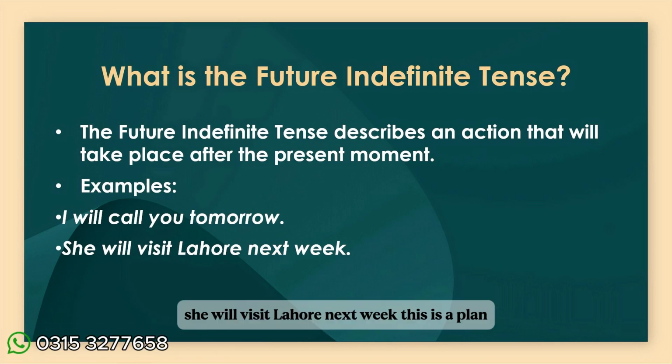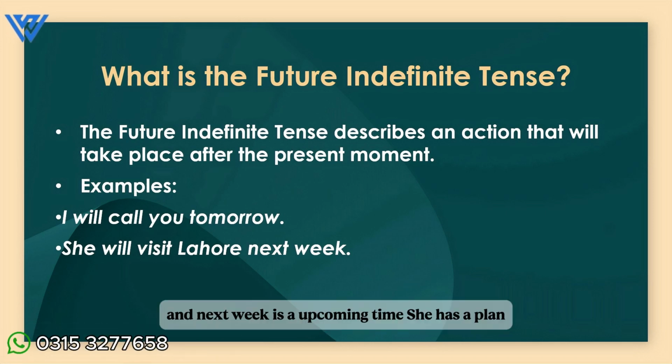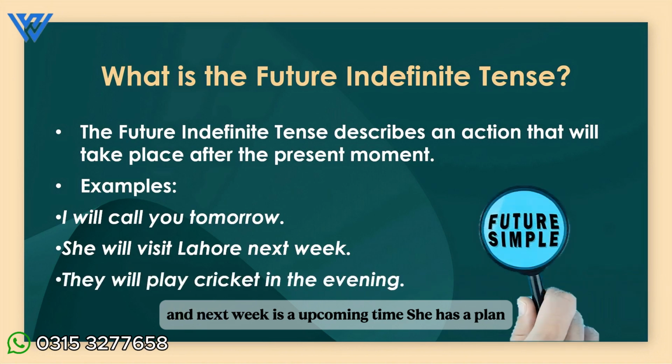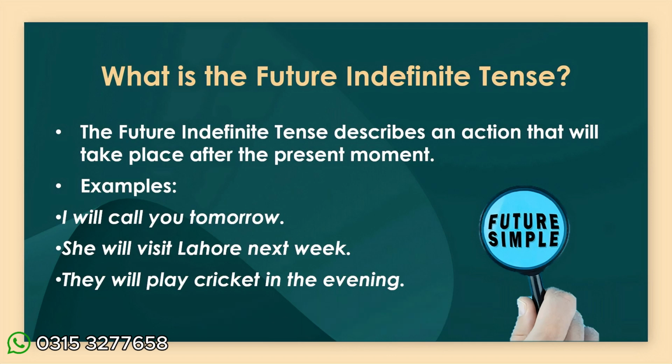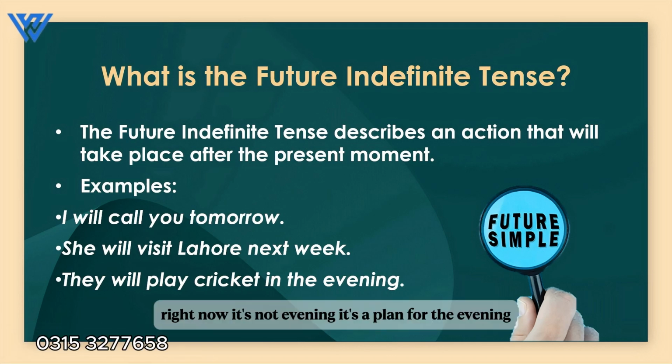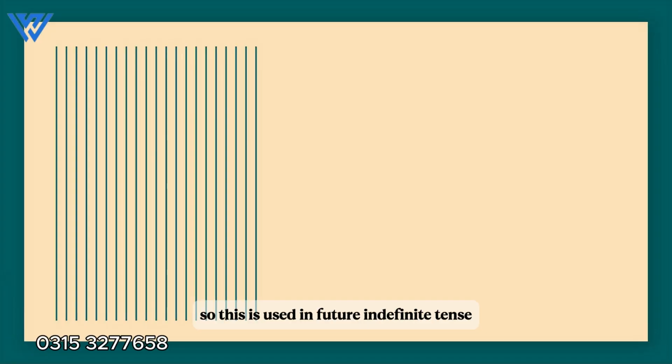This is a plan. Next week. This week is present and next week is an upcoming time. Usme she has a plan. Next is they will play cricket in the evening. Right now it's not evening. It's a plan for the evening or it's a decision that they will play in the evening. So this is used in future indefinite tense.